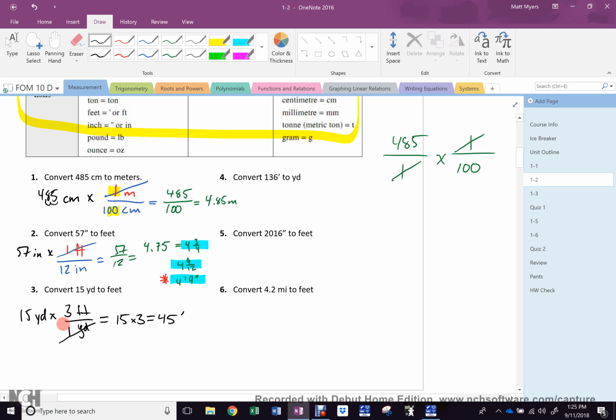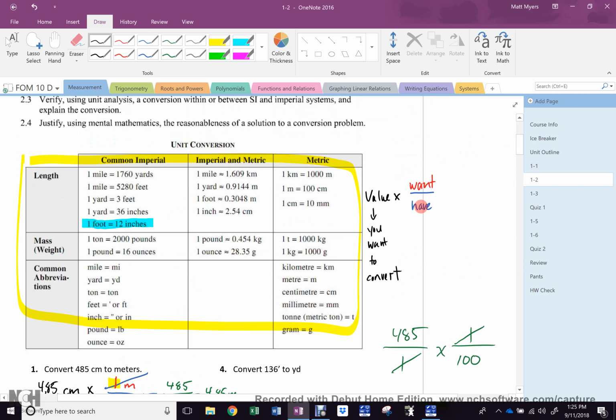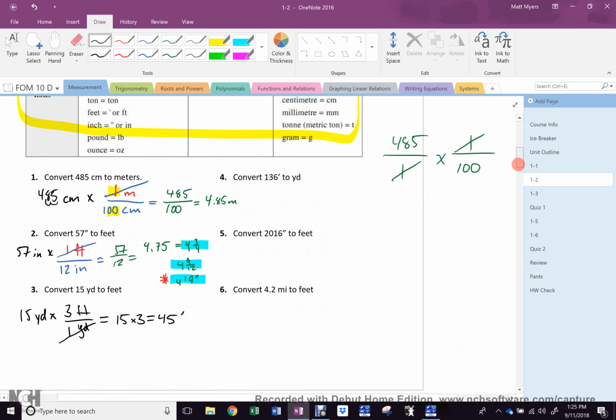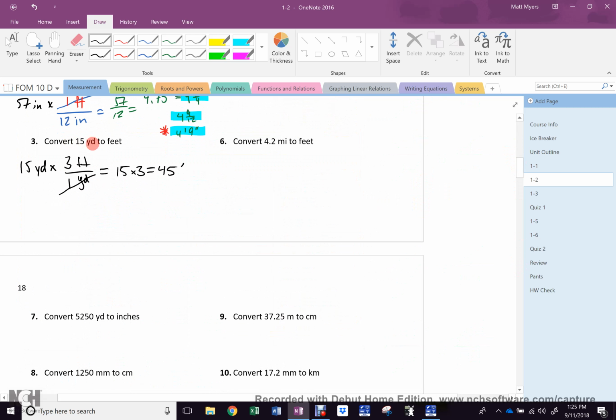If it was the other way around, it would be divide. How do we know when to do that? That's why you follow this method. What you want is in the numerator spot. What you have is in the denominator spot. So when you read that question, I have yards, I want feet. So feet goes up top, yards goes on the bottom. 3 over 1. Right? And then the 1 we get rid of, and now I've got 2 numerators. So it's 15 times 3. There's a reason I make you guys try that one on your own to see how many people do divide.